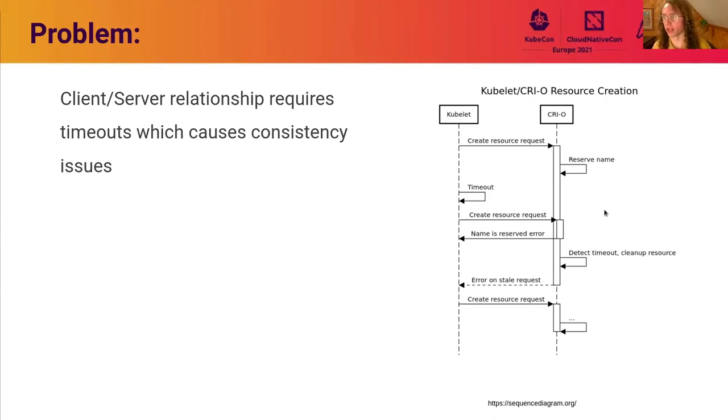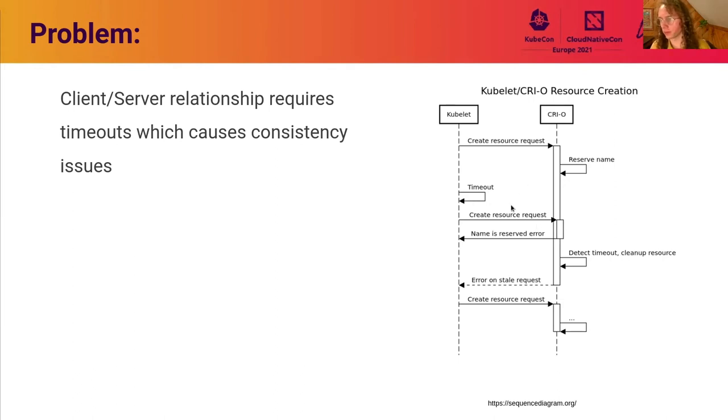Because of that, it sends a new create resource request. But CRI-O is already in the middle of creating the original resource. And because of that, CRI-O returns a name is reserved error, because that unique name is already actively being created in another Go routine. Eventually, CRI-O finishes creating the resource, detects that there was a timeout, and cleans up all of its work. This is to prevent the resource from leaking until the kubelet garbage collector has to come in and clean it up. But this is not very elegant for a couple of reasons.